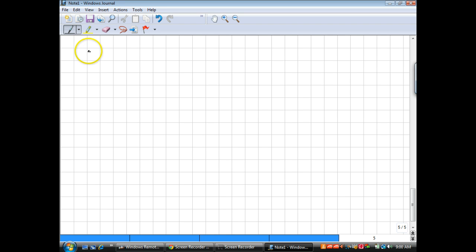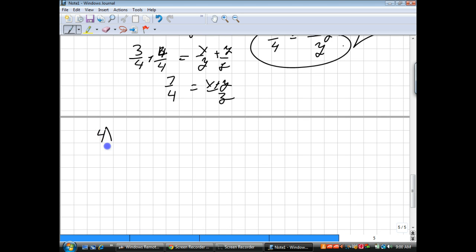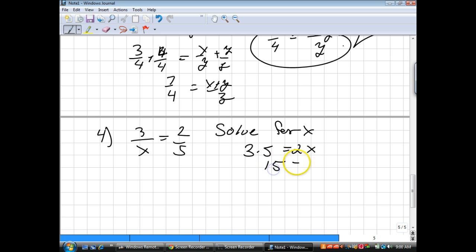Then, example 4. If I have the proportion 3 over x equals 2 over 5, I want to solve for x, or find the value of x. So I would use the properties of means and extremes. So I would say 3 times 5 equals 2 times x, or 15 equals 2x. Divide by 2, so x has to be 7.5.